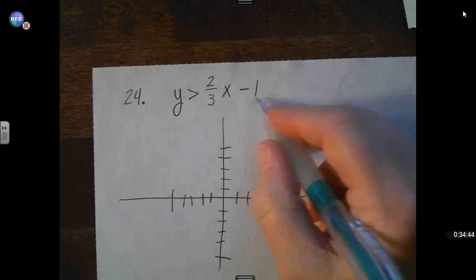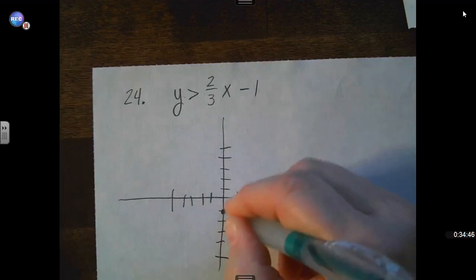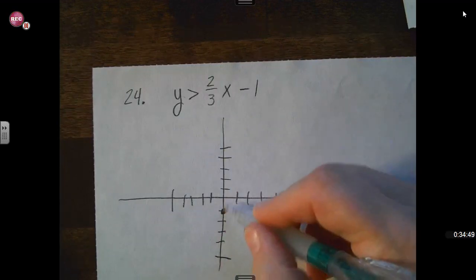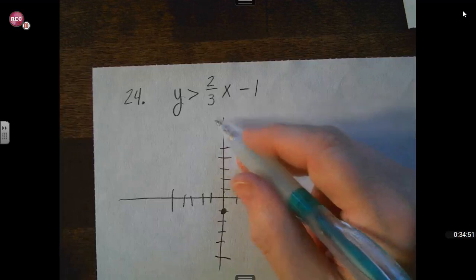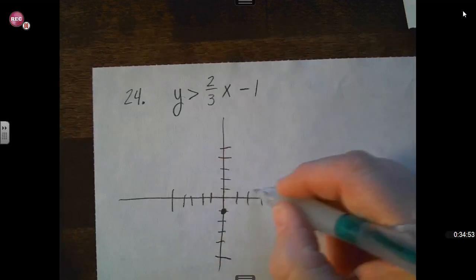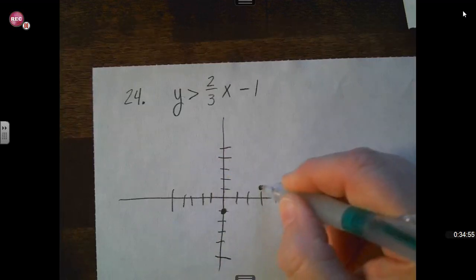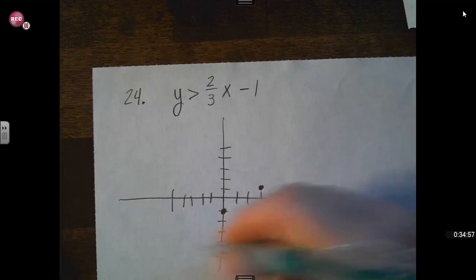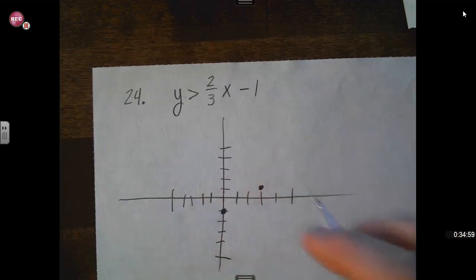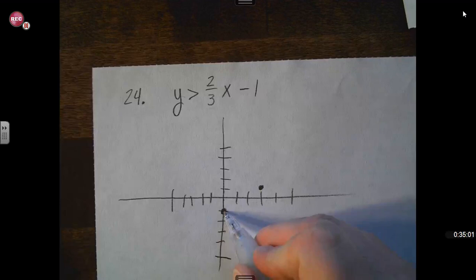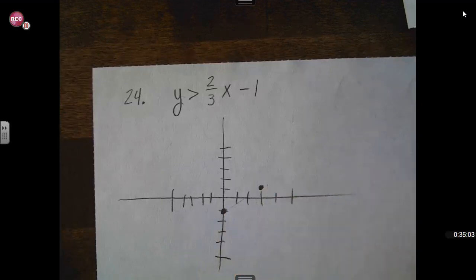So y-intercept is negative 1, and my slope is 2/3, so I'm going to rise 2 and run 3, or I could rise -2 and run -3. And I get this line, and should it be solid or dotted? It should be dotted.